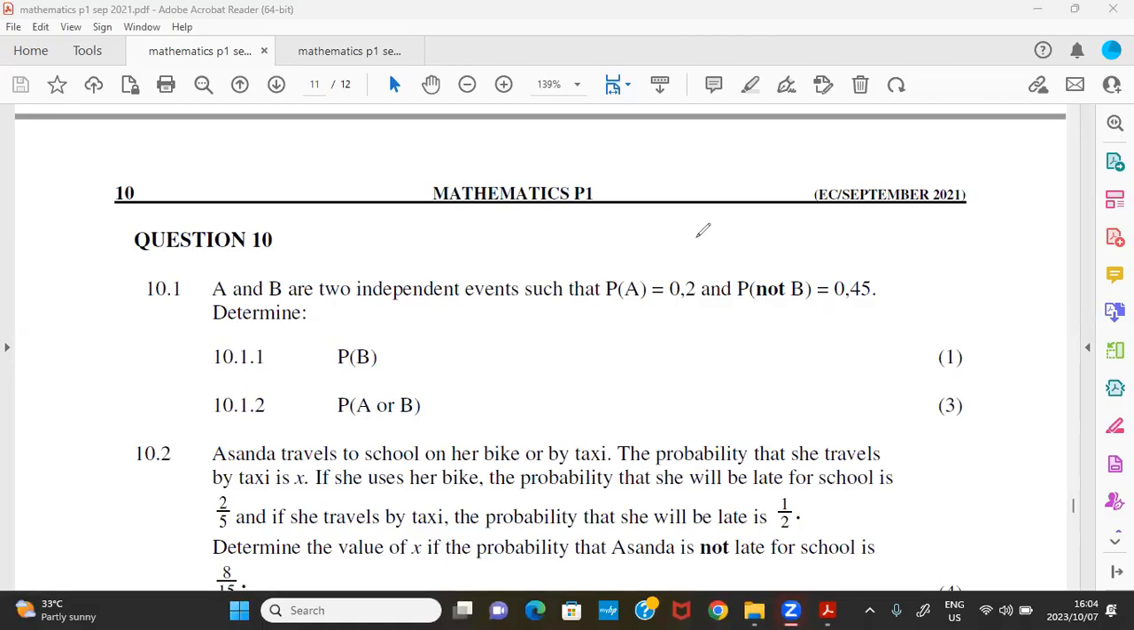Yeah, so probability, question 10, 10.1. A and B are two independent events such that the probability of A is equal to 0.2 and the probability of not B is equal to 0.5. Then we must determine this. So okay, let's just analyze this statement properly before we jump into answering.